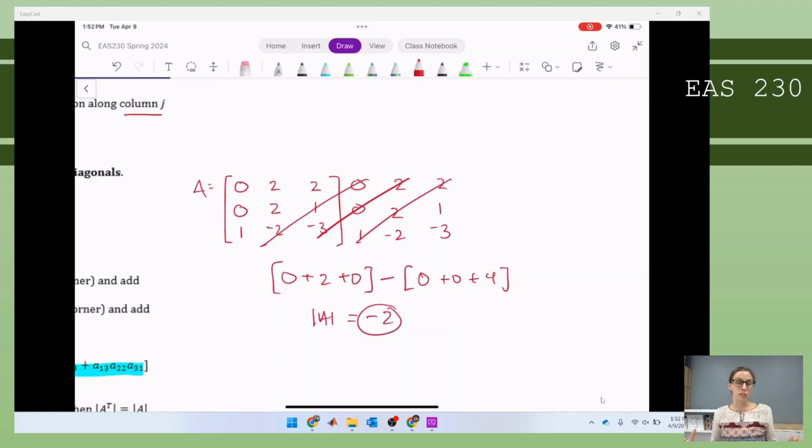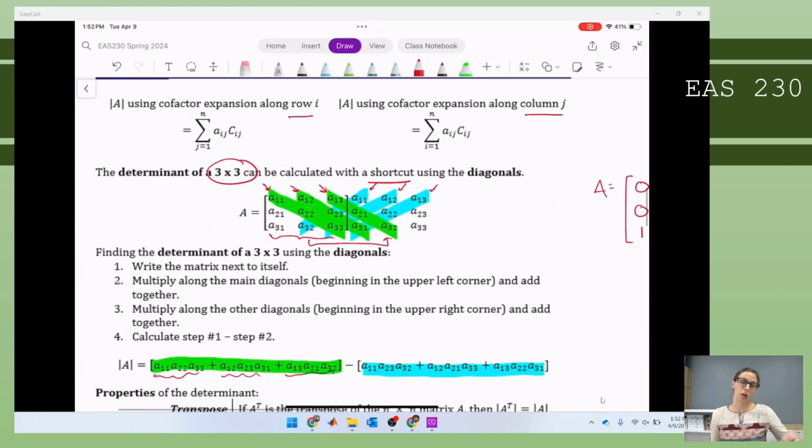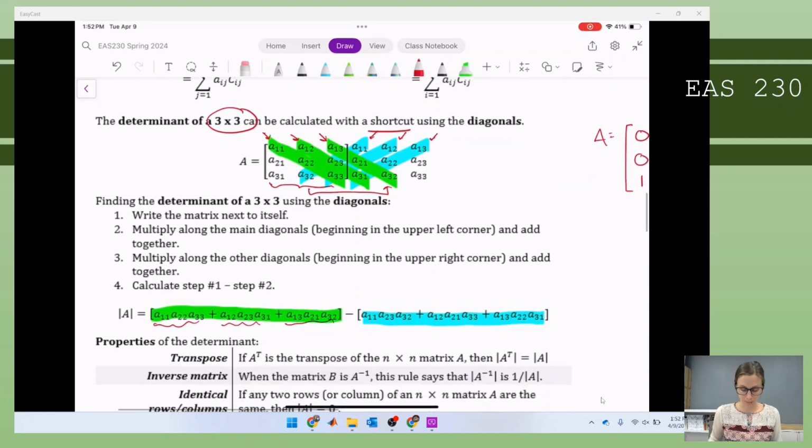So for some matrices, it's really easy to do this shortcut method. For some matrices, it isn't. It really just depends on your preference. You should know how to do both, cofactor expansion and the shortcut method. But note, the shortcut method only works for 3x3 matrices. Okay, so that's how we calculate the determinant of any size matrix using cofactor expansion, or if we have a 3x3, we can use this second method.